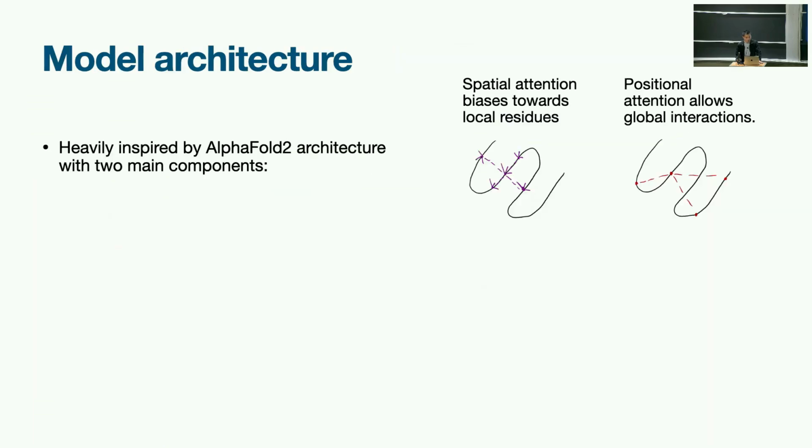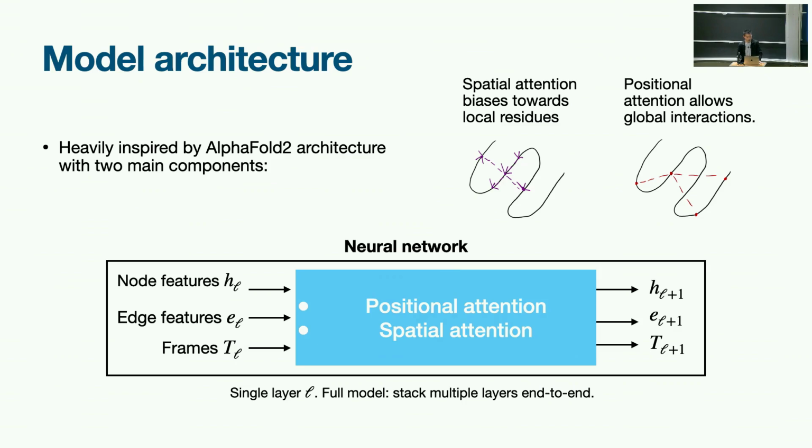In the model architecture, we heavily rely on the AlphaFold2 architecture, where in proteins you care not just about attention over the tokens, but you also care spatially that each residue, each frame, should attend to things that are local to it. We want to have this local bias, but also allow for global interactions. The spatial attention is kind of complicated, so I'm leaving that as a black box.